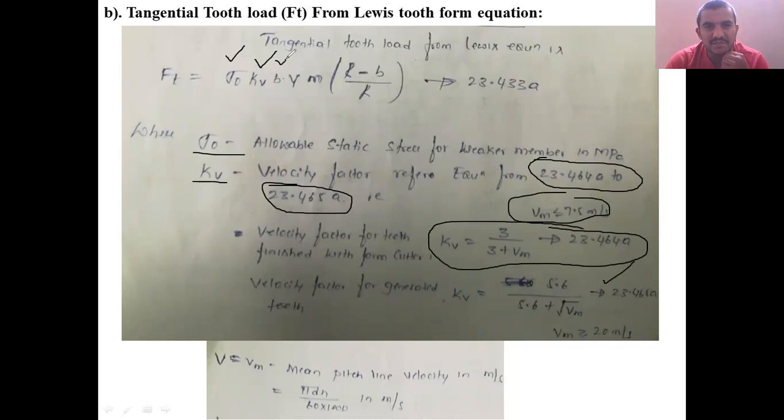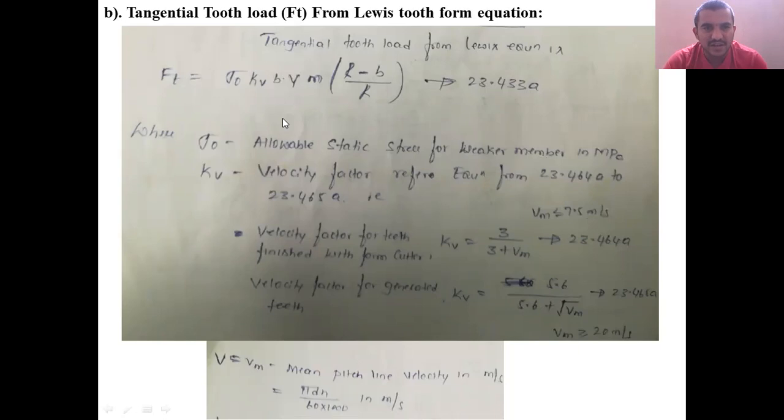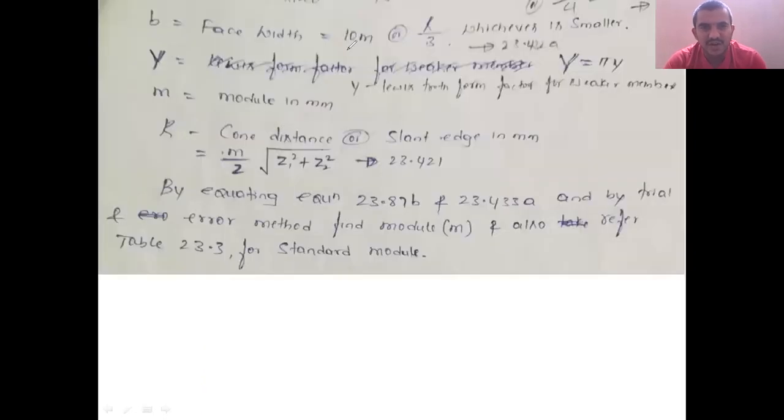What is B? It's the face width of the gear. That face width of the gear is usually assumed to be 10 times the normal module. But here we also use one more, R by 3. R stands for the slant edge or cone distance. Now, which one is the smaller value, 10 times the module or R by 3? Whichever is smaller, we consider that as the face width.